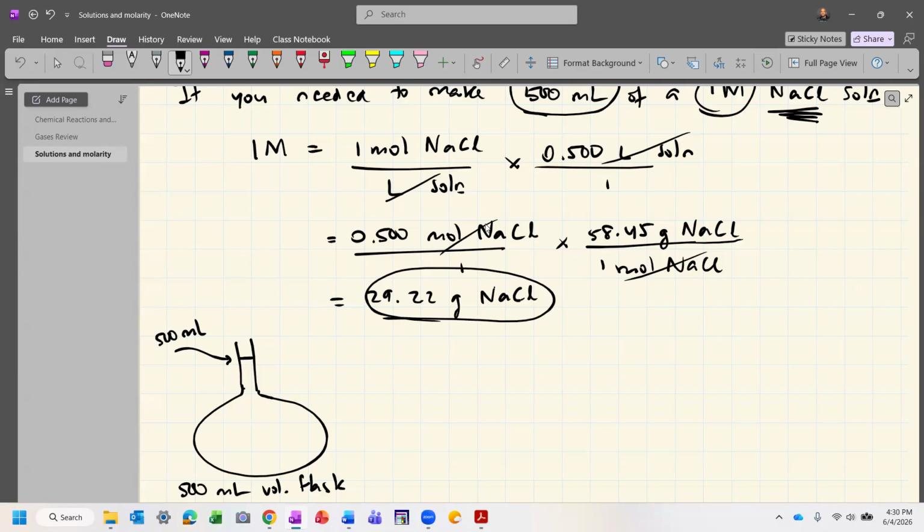I'm going to put, first of all, a little bit of water in here initially, maybe about 100 mL or so of water. I'm going to take my solute and I'm going to add it in.